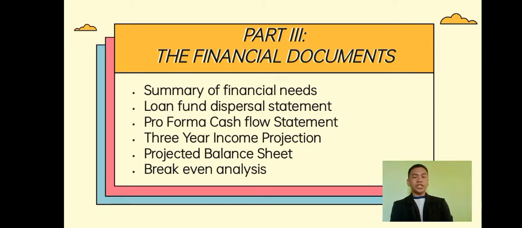3 years income projections. So 3 years income projections is an estimate of the financial result, profit and loss, from your business in the next future 3 years. It includes the projected income and deductible expenses. It is often presented in the form of an income statement, taking into account revenues, cost of goods sold, gross profits, and operating expenses.